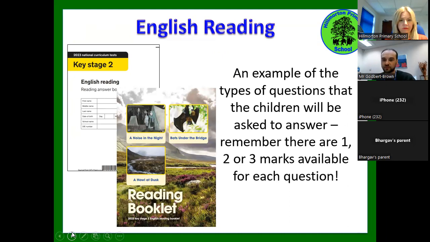So they get two different papers for this. They get the reading booklet and then the answer booklet just behind there. And they have them both out on their desks at the same time to be able to refer to both. And remember that there are 1, 2, or 3 marks available for each question.